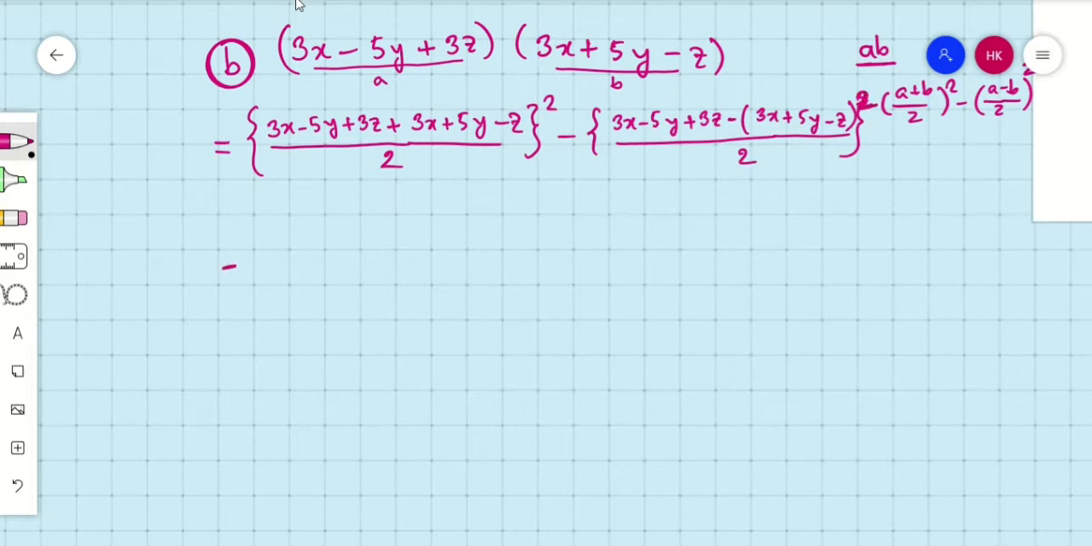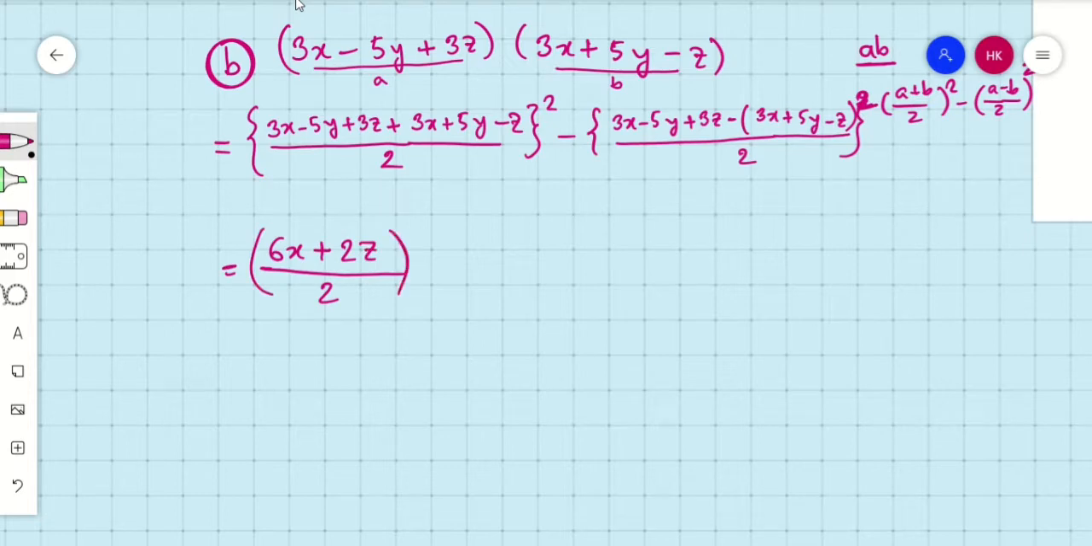Alright, now the next line can be written as this: 3x plus 3x will be 6x, and then 5y minus 5y will be 0, and then 3z minus z is equal to plus 2z.